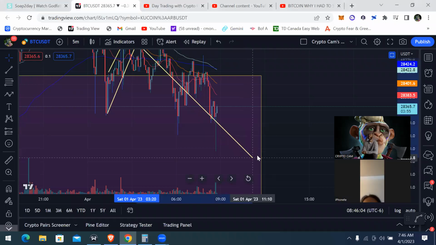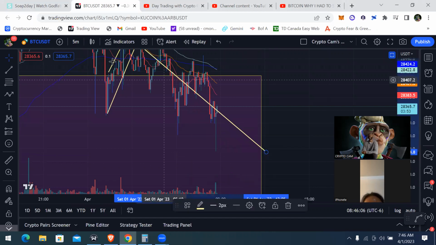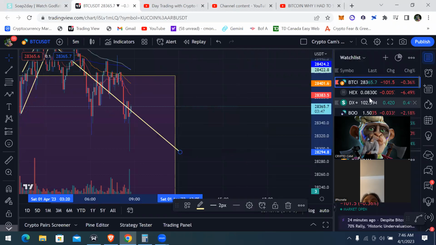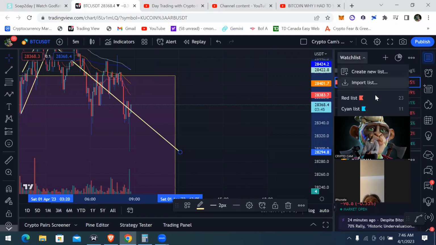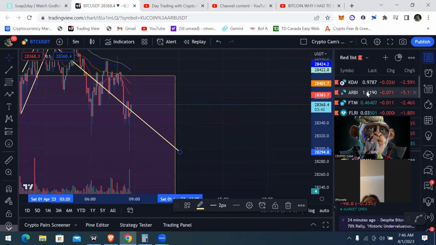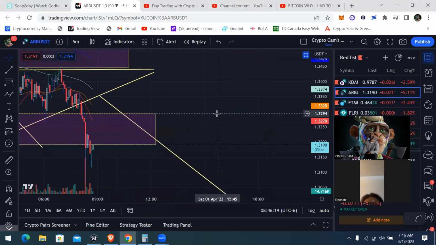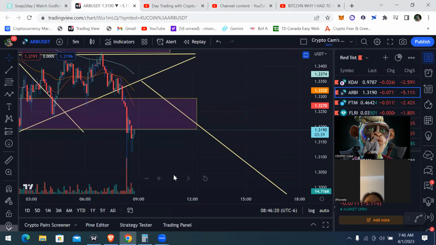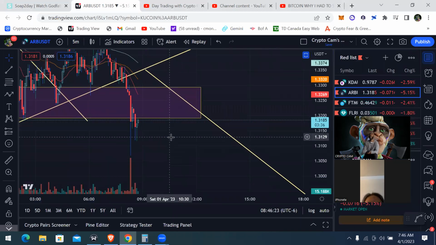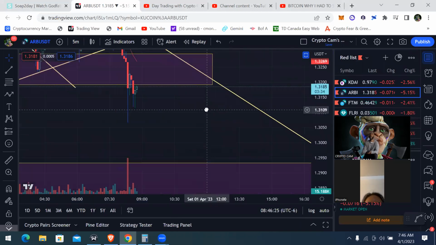All right, so this is the thing. Let me check my Arbitrum trade real quick. Hold on a second, because it may have actually already hit, but I need to jump out. Arbitrum. So it's at the bottom of that zone. So it's having resistance at the bottom of that zone, which is good.